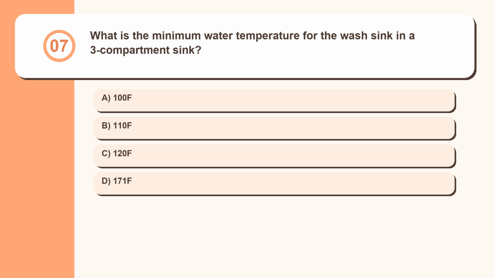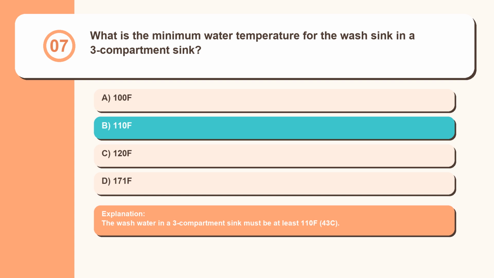Question 7. What is the minimum water temperature for the wash sink in a 3-compartment sink? 100°F, 110°F, 120°F, or 171°F. The wash water in a 3-compartment sink must be at least 110°F, 43°C.